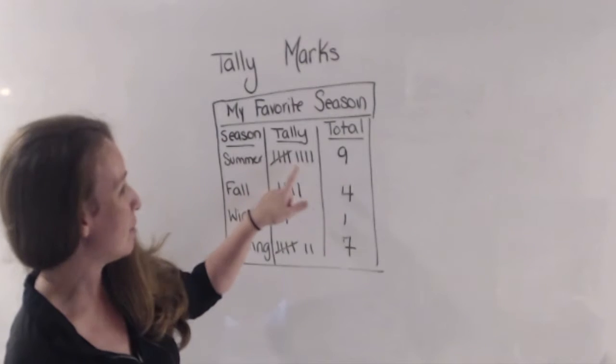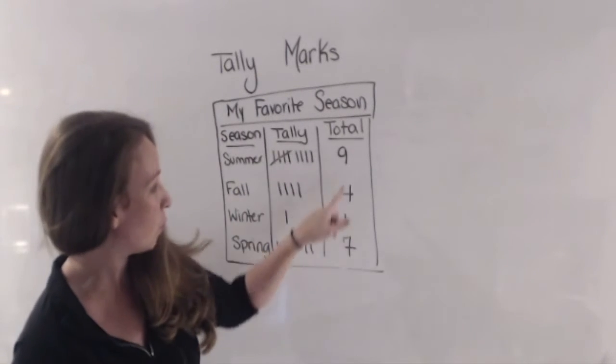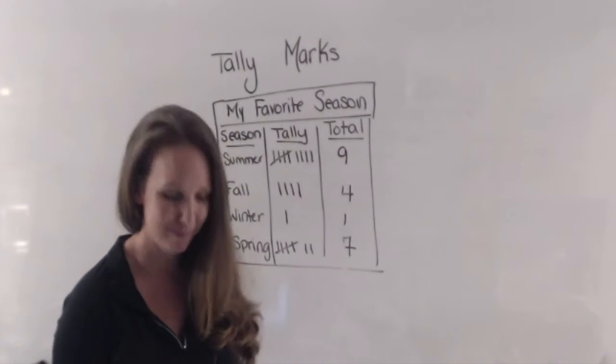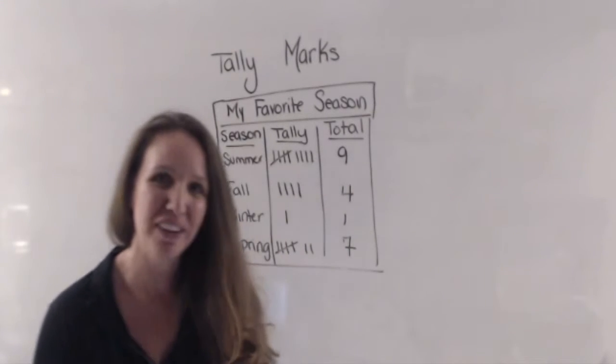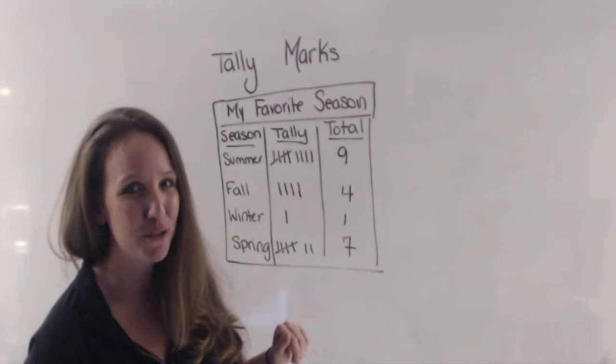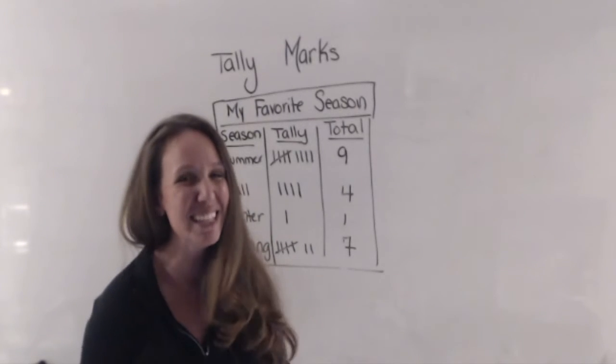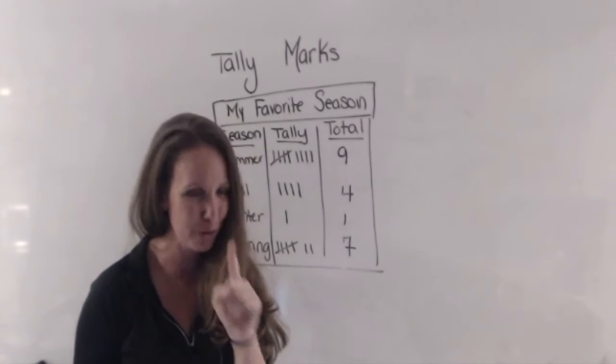So summer had the most votes with 9 because it had the most little dashes, or 9 is the largest number there. Now it asks which season has the least votes. I guess most people I surveyed must live in really cold weather because winter got the least amount of votes with 1 vote.